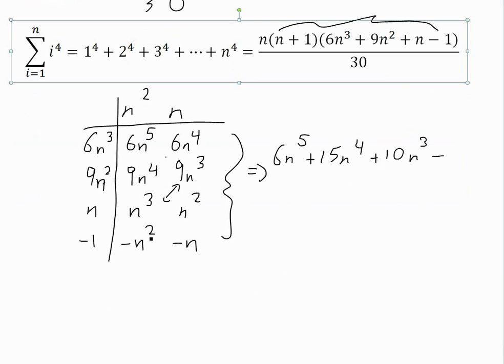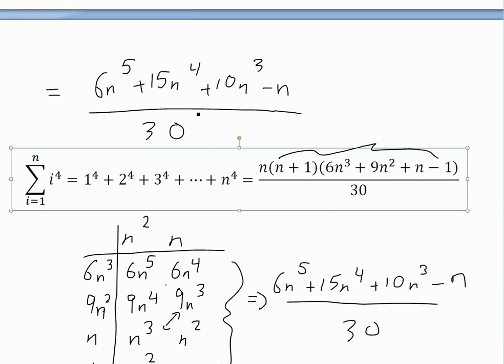Actually, this part cancels out. n squared and negative n squared cancel out, and then we're just left with negative n. So negative n right here, and all divided by 30 is this part right here. So basically, this is the exact same thing we have. So this proves that we got the right answer.